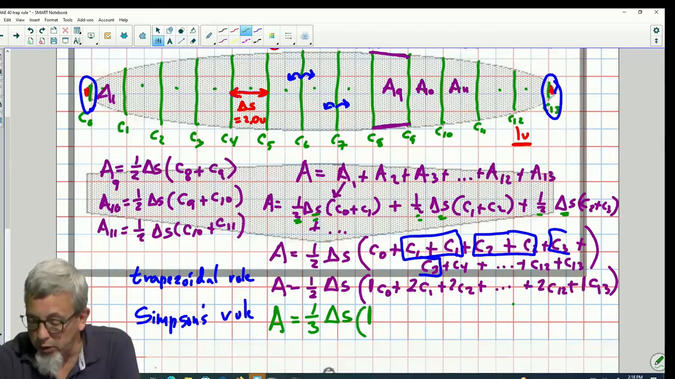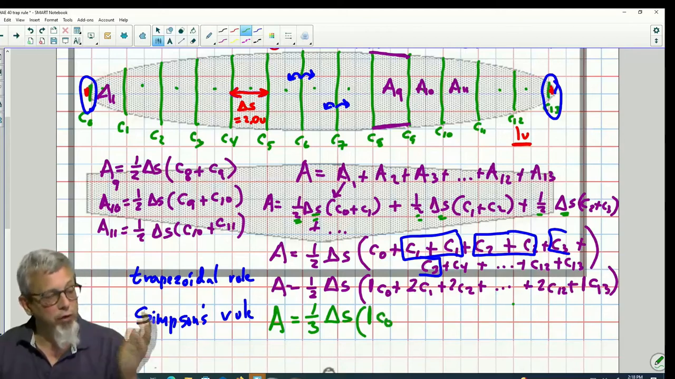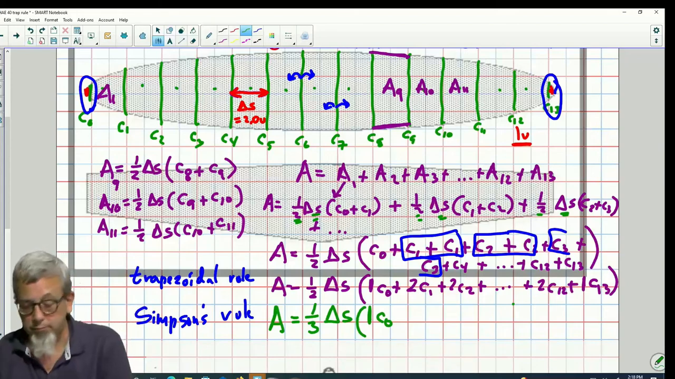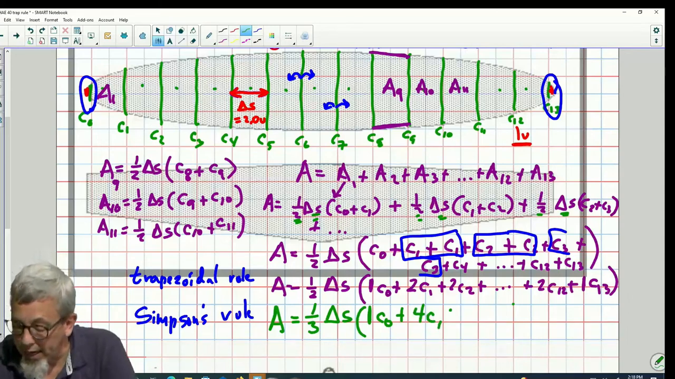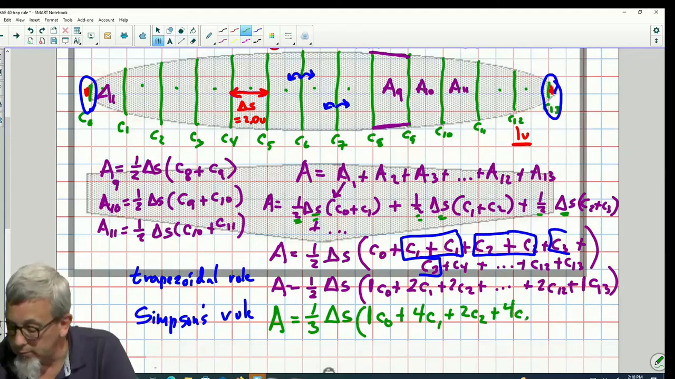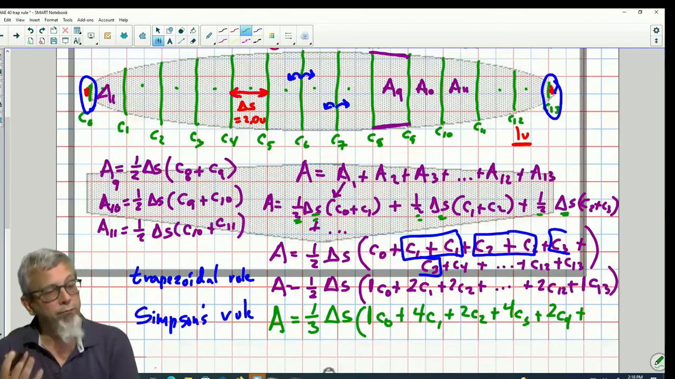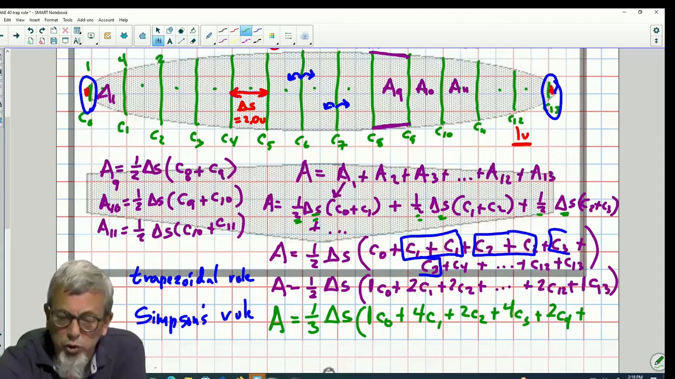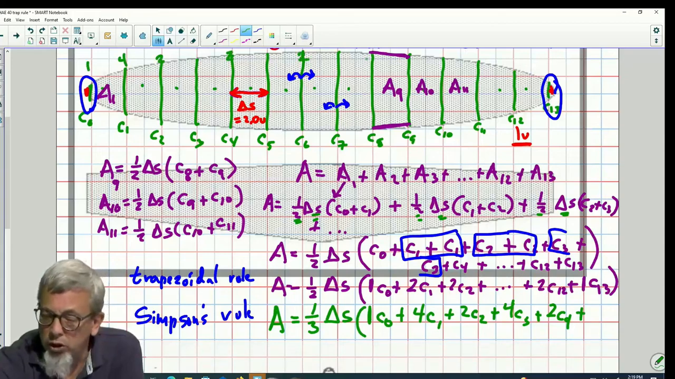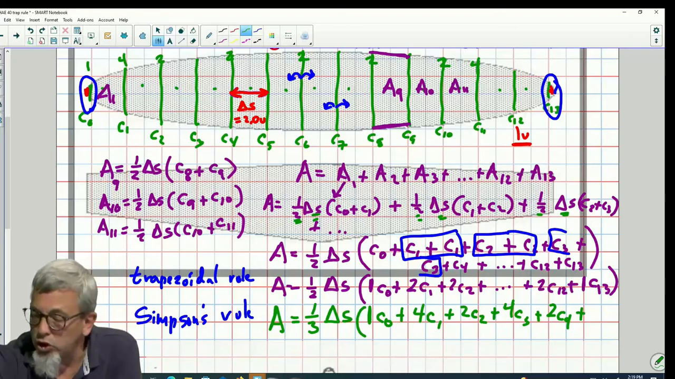The very first unit, 1C0, the very first chord that we would use would have a factor of 1. The second one, however, has a factor of 4. The third one has a factor of 2. The fourth one has a factor of 4. And then we go back to the 2 again. So the pattern is 1, 4, 2, 4, 2, etc. If we look at our example above, we start here, it would go 1, 4, 2, 4, 2, 4, 2, 4, 2, 4, 2, and then we would go back to 1.